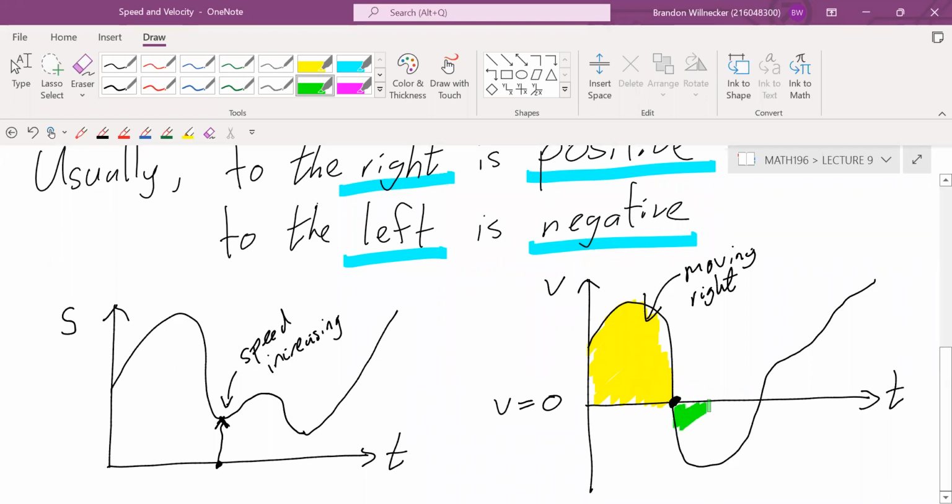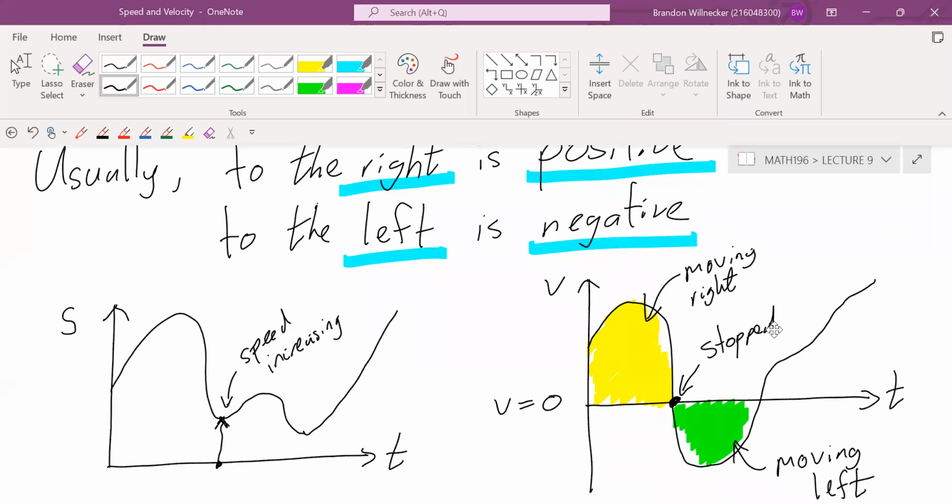Then for this next region, this region in green, we see that this region is negative. So this means that the object is moving left. So it was moving right, it stopped. So let me just put here, it stopped. And then it started moving left. And then at this point, it stopped again. And now it turned around and now it's moving right again. So this is now moving right.